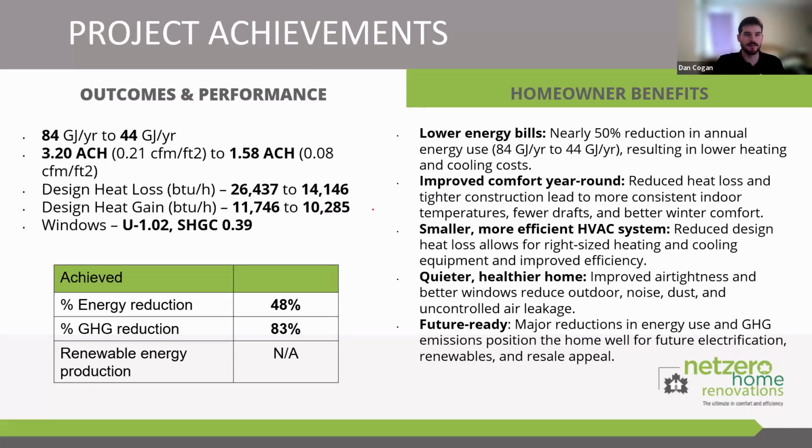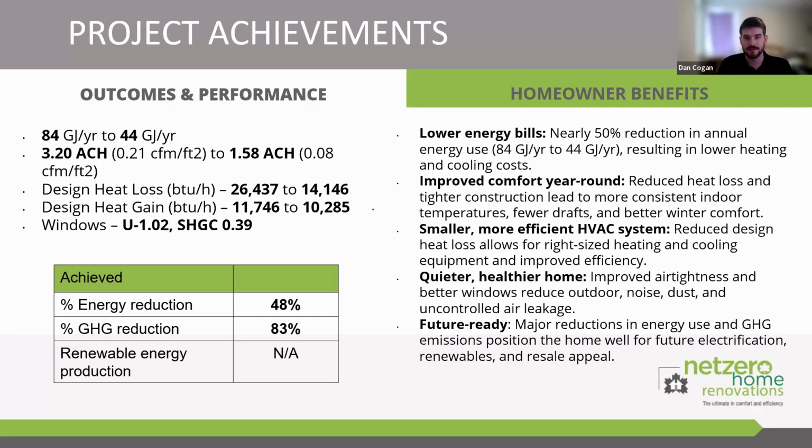But yeah, so this slide summarizes the real performance outcomes of the project and what those numbers actually mean for the homeowner. Starting with the energy performance, the home's annual energy use was reduced from 84 gigajoules to 44, which represents a 48% reduction overall. The air tightness improved significantly as well, from 3.2 to 1.58 ACH. And that's more than a 50% reduction, going from a 0.21 NLR or CFM per square foot to 0.08.